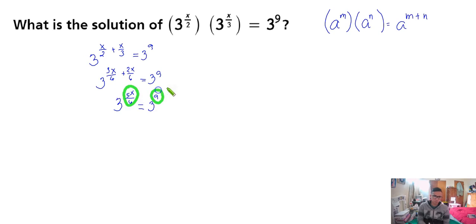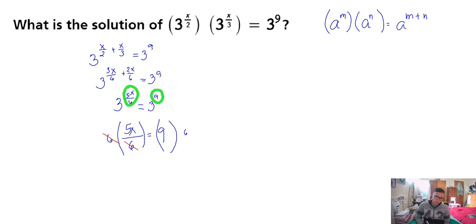Therefore, you can now bring down the exponents, so you can solve for the value of x, because both of them have the same base. You can now bring down 5x over 6 and 9, so you can solve for x: 5x over 6 is equal to 9. Then we're going to multiply both sides by 6, so we can eliminate the 6.